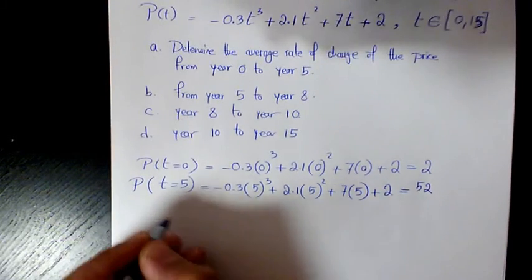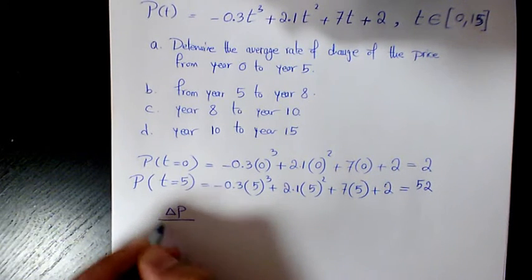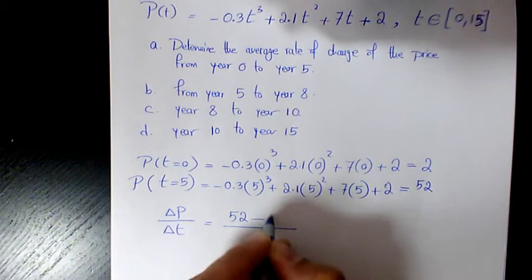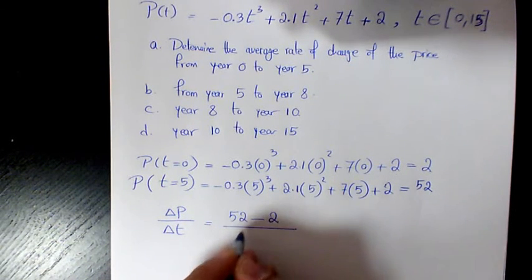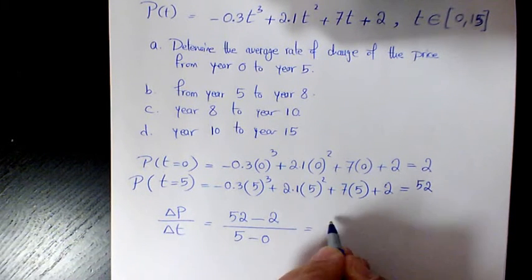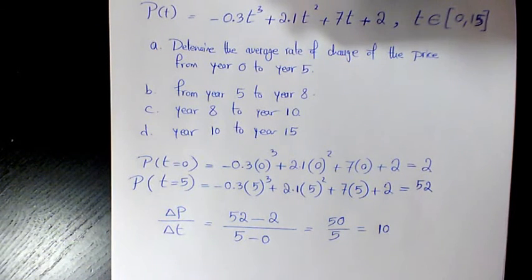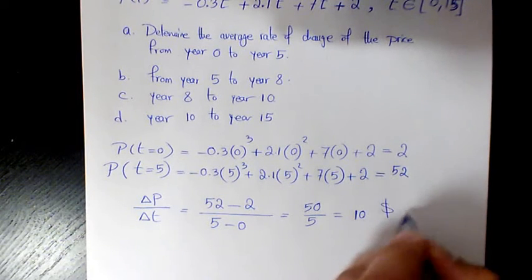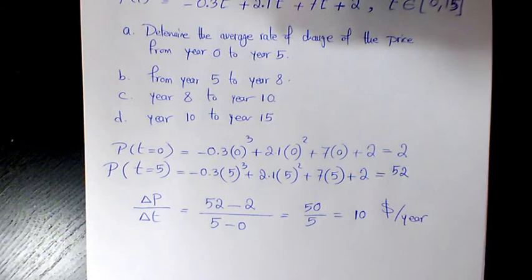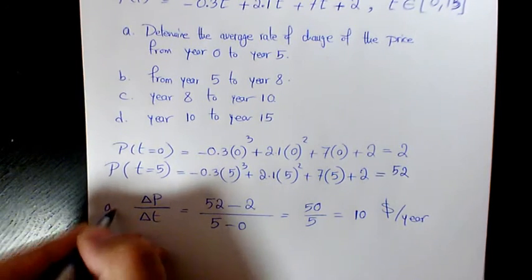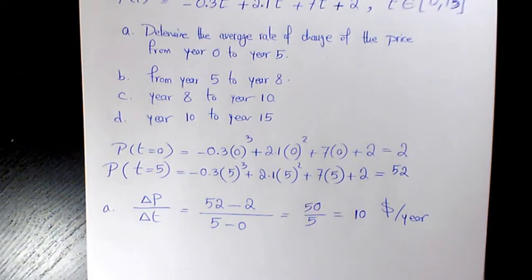So the rate of change is going to be change in P divided by change in time. So it's going to be 52 minus 2 over 5 minus 0. So it's going to be 50 over 5, so 10. It's going to be $10 per year. So it means that every year, on average, it increased by $10. That's the average rate of change between 0 and 5.